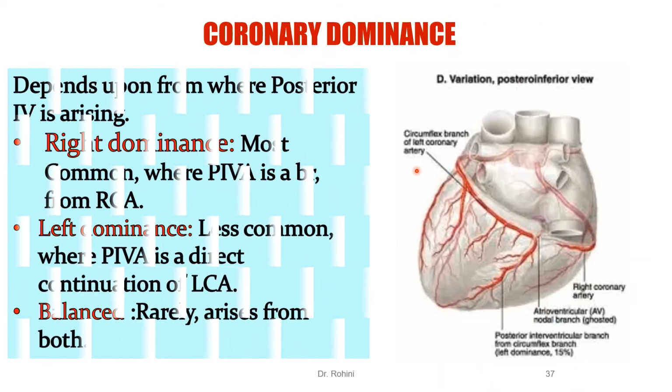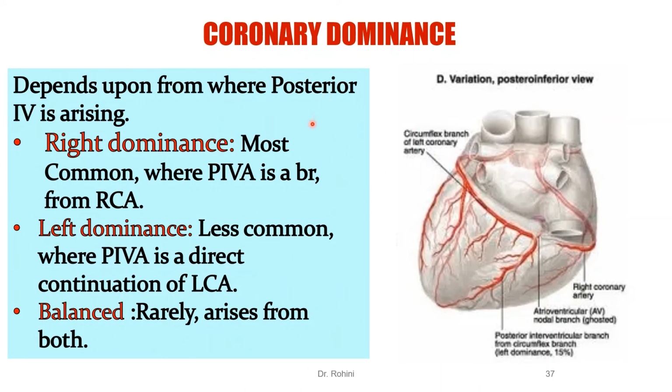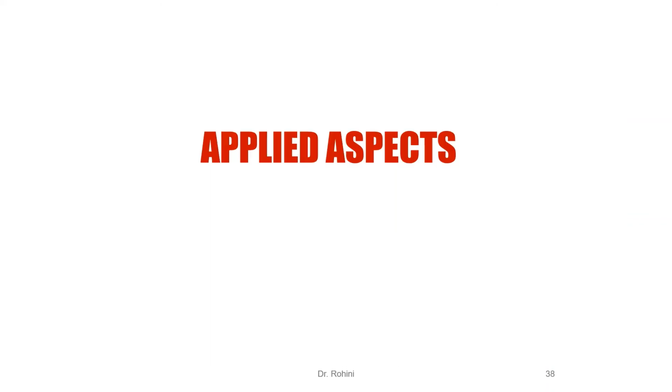Coronary dominance, as I mentioned earlier, depends upon where the posterior interventricular artery is arising. Mostly it is right dominance, which is more common, where the posterior interventricular artery is a branch from the right coronary artery. But it is left dominance when the posterior interventricular artery is a direct continuation of the left coronary artery or the circumflex branch of the left coronary artery. Sometimes it is a balanced dominance, meaning it rarely arises from both. Then it is called balanced. I hope you are clear with the concept of arterial supply of the heart. Now we are coming to applied aspects.